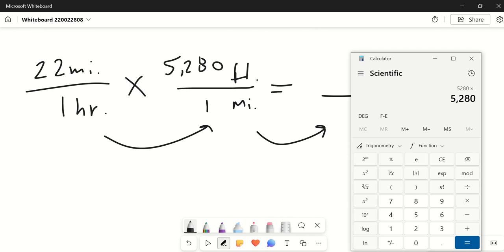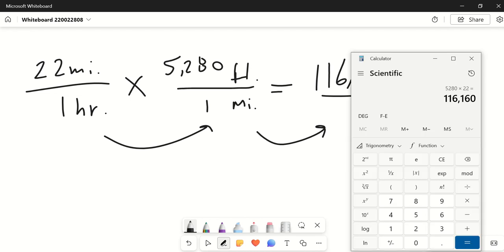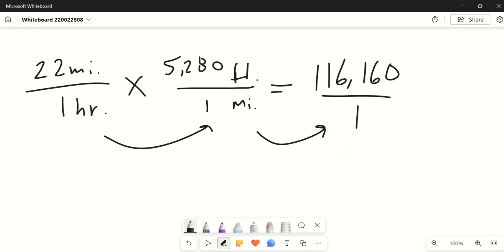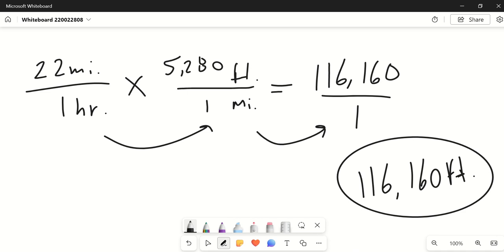Again, this seagull flies 22 miles per hour. So I need to find out how many feet there are in 22 miles, and that would be 116,160 feet. And that's how much the seagull can fly per hour. And again, my answer will be in sentence form. The seagull can fly 116,160 feet per hour.